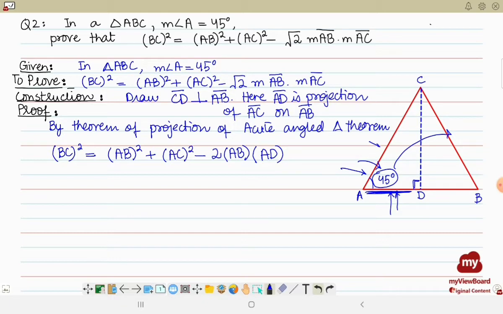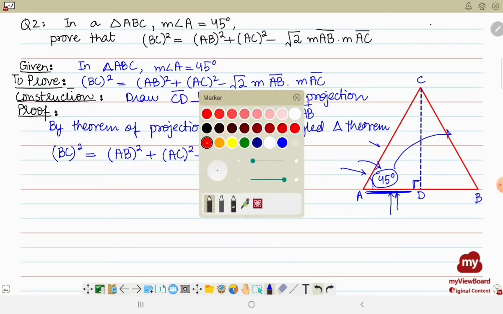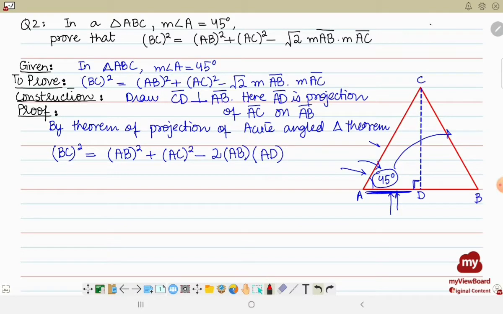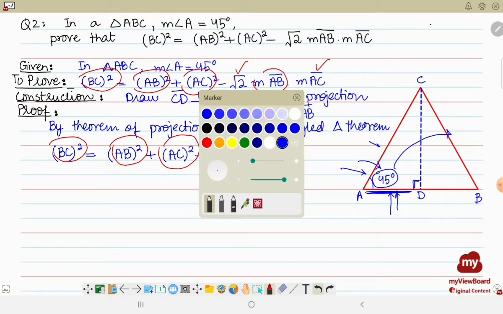Now we'll be comparing it with what we have to prove, so that we know how many changes we are supposed to make. So this is BC square, the same thing. And here if you say AC यहाँ पे है और यहाँ पे आपका square root 2 है. This means we are supposed to find out the value of AD. So हम क्या करते हैं, AD की value find करते हैं.